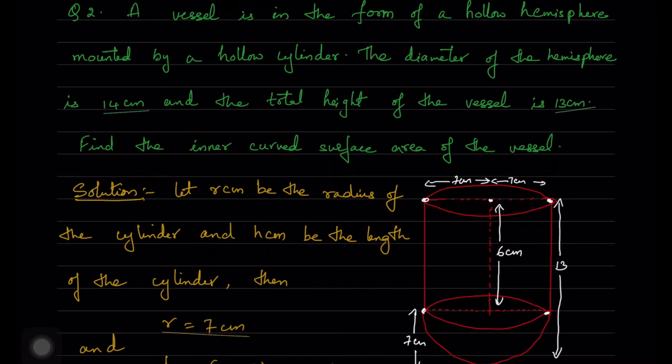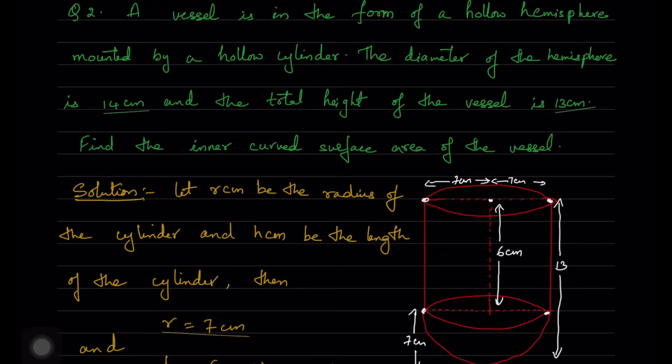So now the vessel is in the form of a hollow hemisphere which is mounted by a hollow cylinder. On a hemisphere there is a hollow cylinder. So here the total height is given as 13 centimeters. The height of the hemisphere is 7. The height of the cylinder, we can find out, is 6 centimeters.